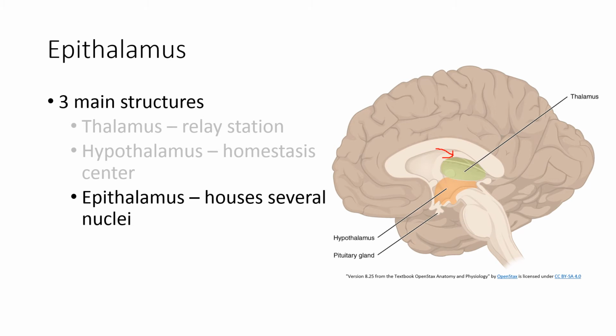An important part of the epithalamus can be found posteriorly, right around in here. This is the pineal gland. Sometimes some people say pineal, I say pineal. So this is the pineal gland. This gland is an important producer of the hormone melatonin.